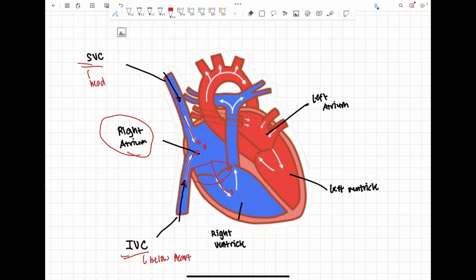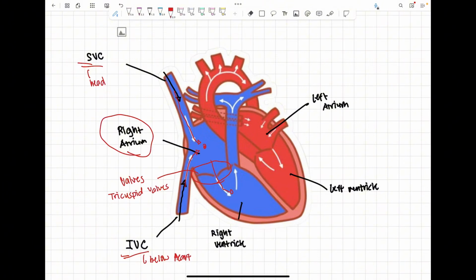Notice these flaps here. These are what you call your valves. This one right over here is your tricuspid valve. So your heart contains 4 valves in each place where it separates the atrium and ventricles. And the purpose of valves is to prevent backflow of blood.